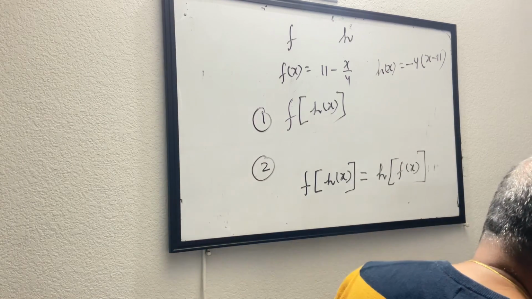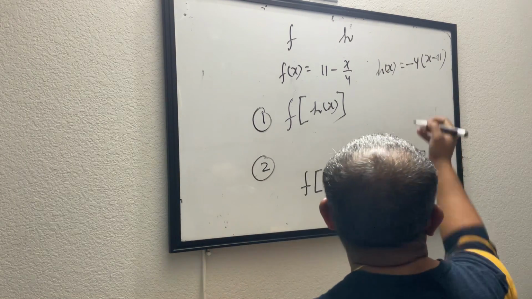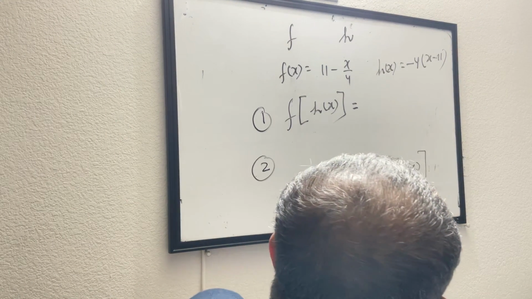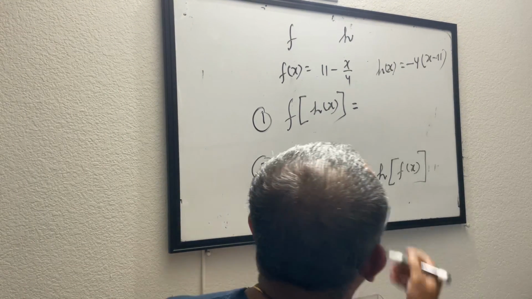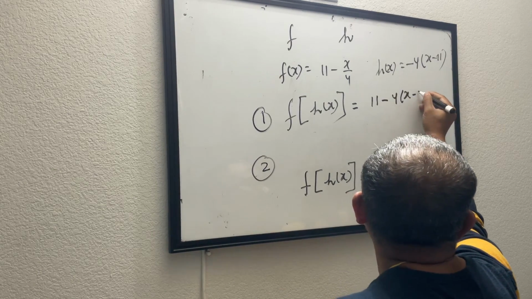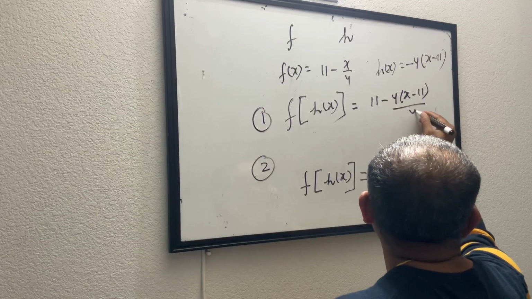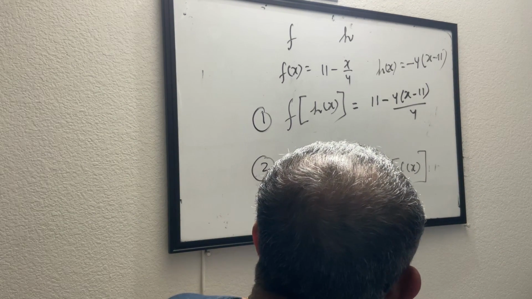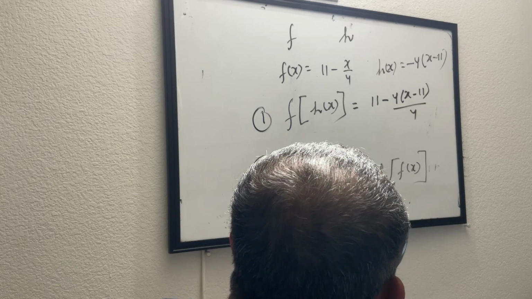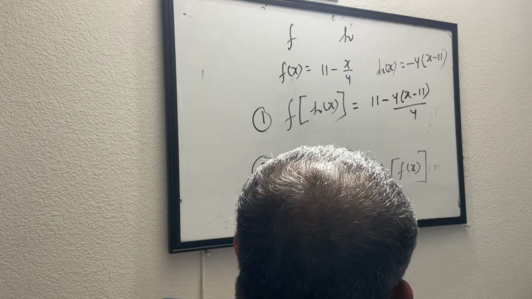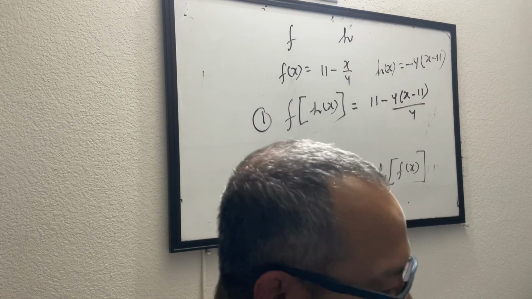How much is that? I ended with x, but when I first set it up, I got 11 plus negative 4 parentheses x minus 11 over 4. Like this? Yeah. That was the expression I got, but then I had to solve for it and cancel things out. Okay. So, how much did you get? I got x. You got x, right?